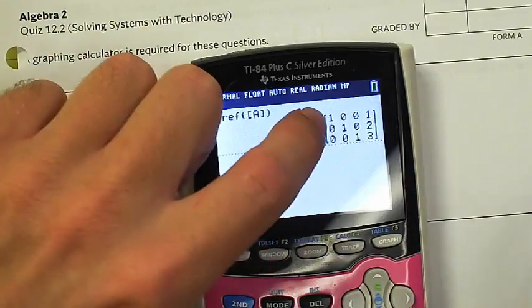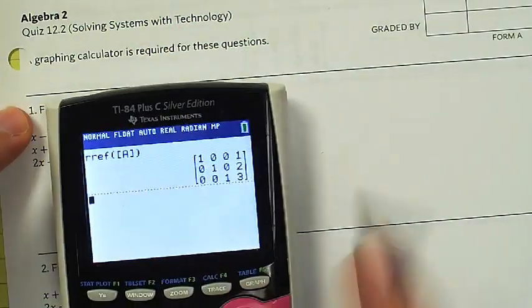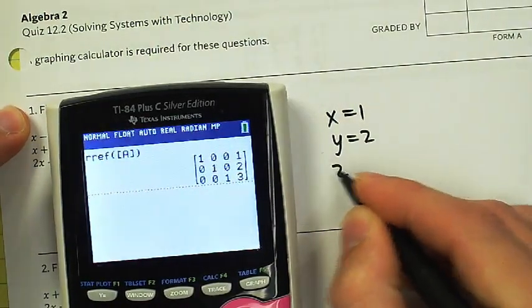And then we see, okay, when we see this 1, 0, 0, 0, 1, 0, 0, 0, 1 pattern, that's a unique solution. So I'm going to say my answer is x equals 1, y equals 2, and z equals 3.